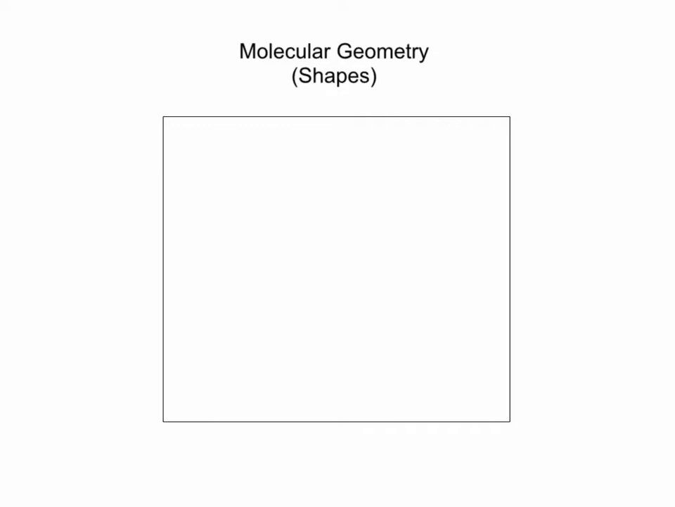Now that we're able to draw Lewis structures for molecular compounds, we're able to predict what shapes the molecules are going to take. And these shapes are important because the shape of a molecule will determine how it reacts with other molecules. The way we can predict the shapes is using VSEPR theory.